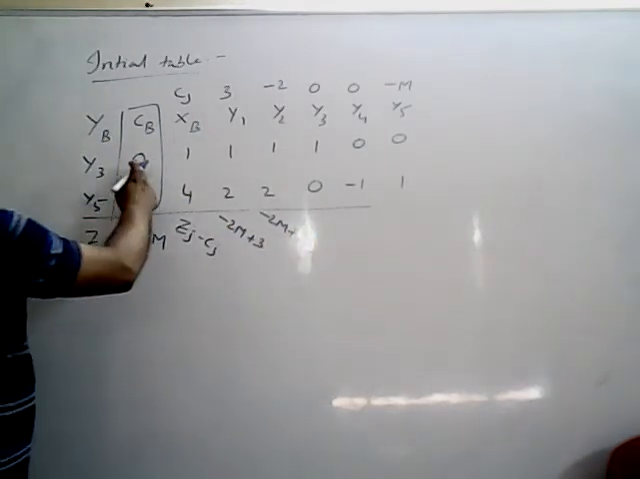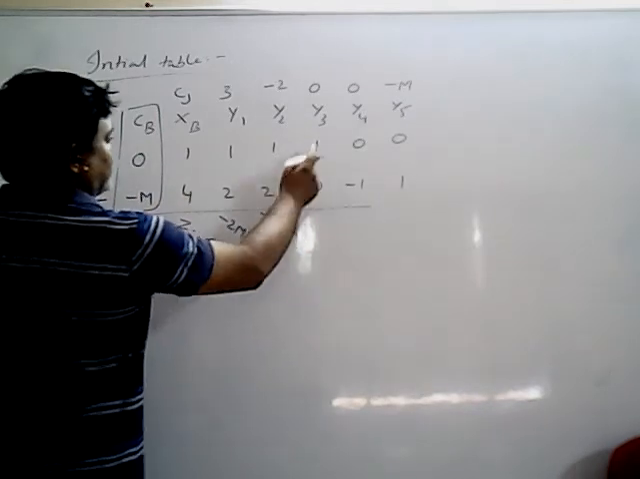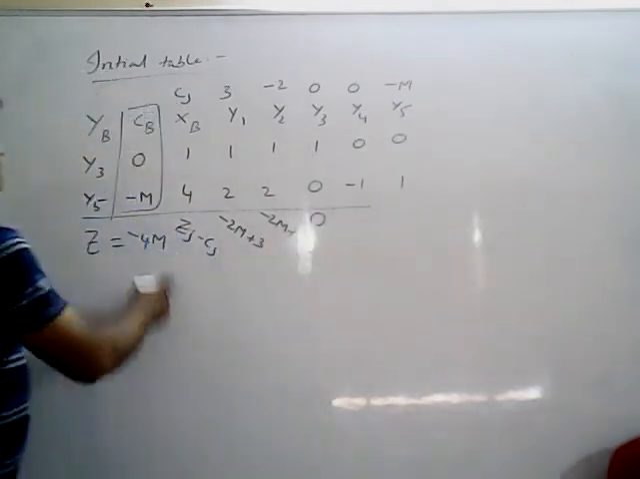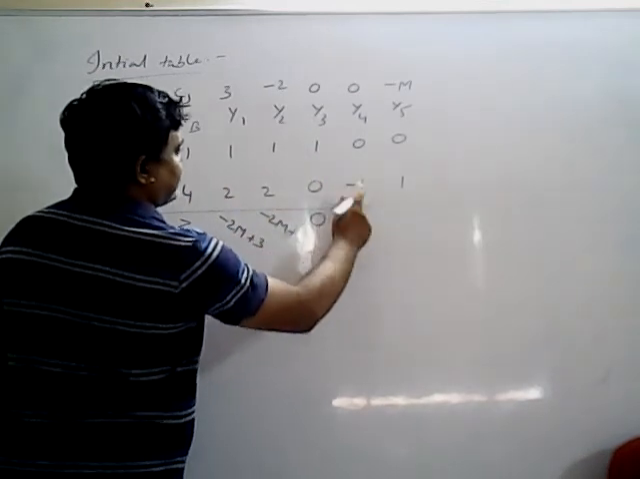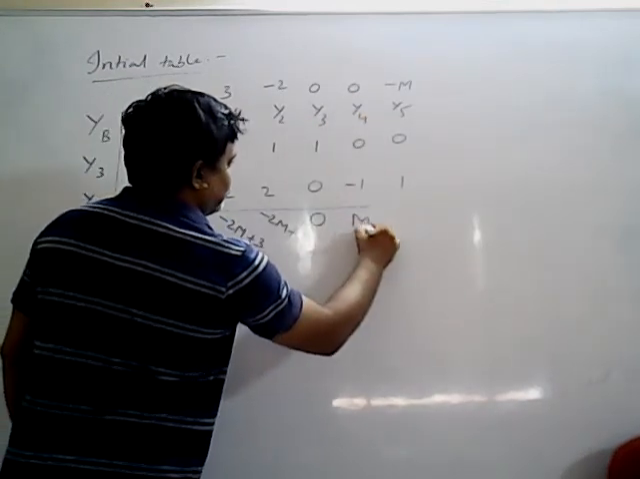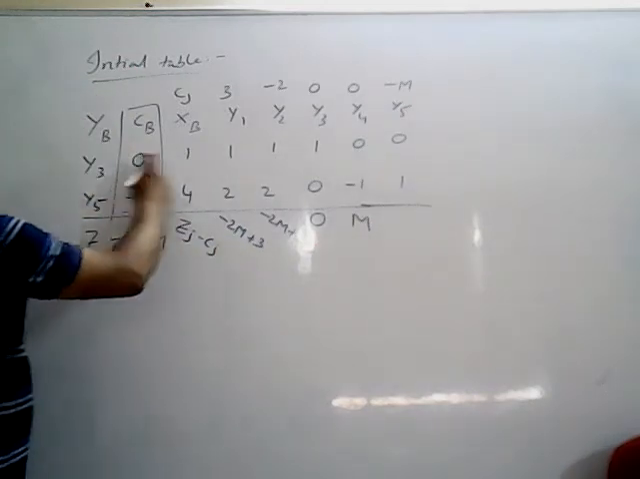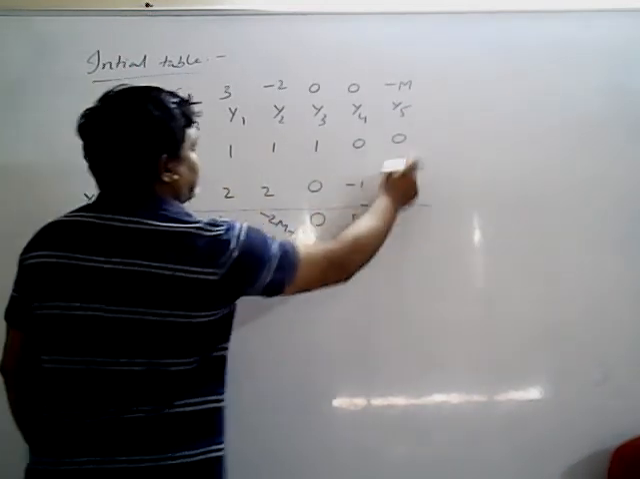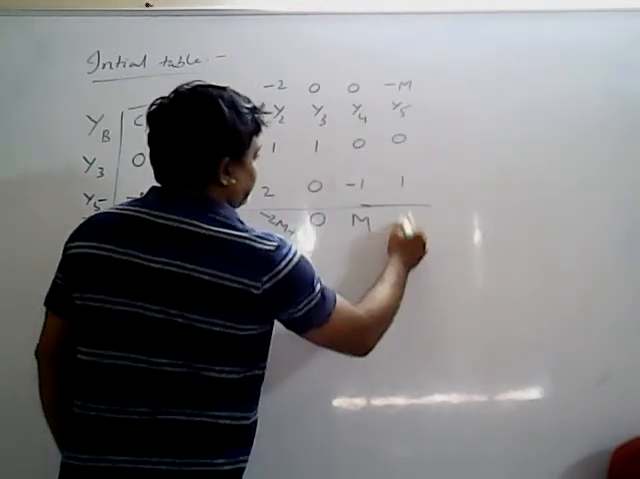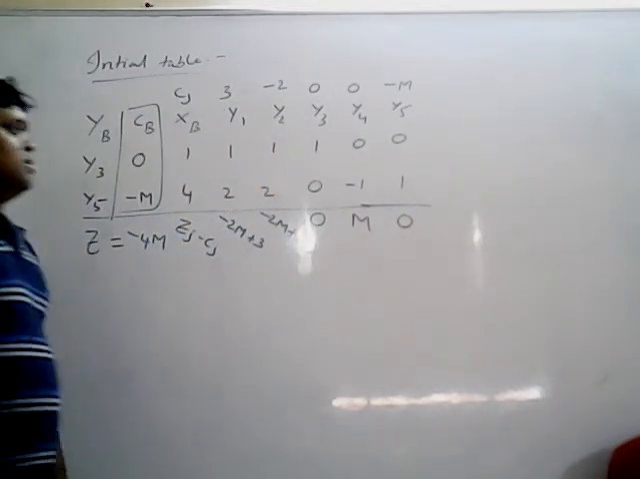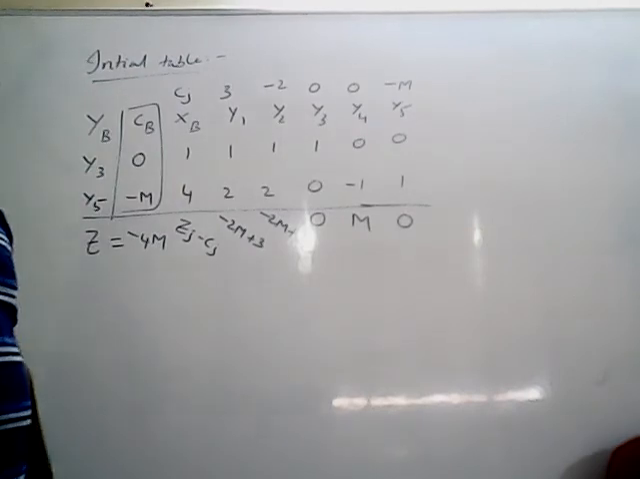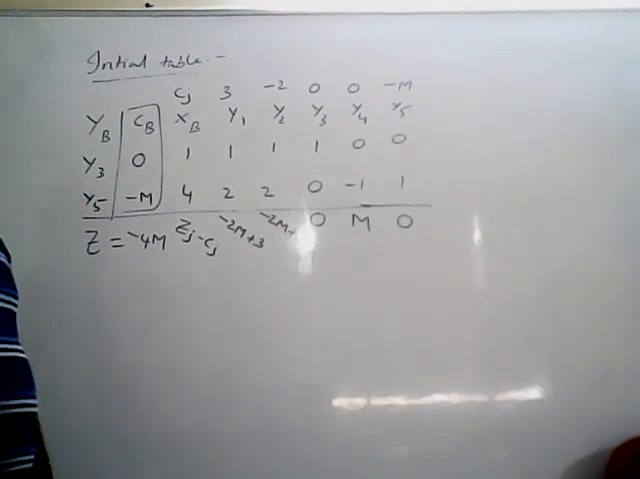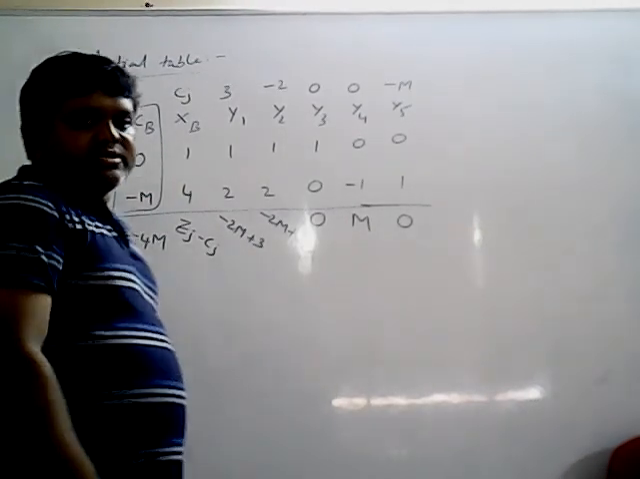Next, Cb into y3, 0. This is 0, 0 minus 0, 0. Next, Cb into y4, 0 minus M into minus 1, plus M. M minus 0 is M. Now the last one. 0 into 0, 0 minus M, minus M, minus of minus M, plus M. If you get all positive, the solution is completed. But what happened here? Just give me a minute.